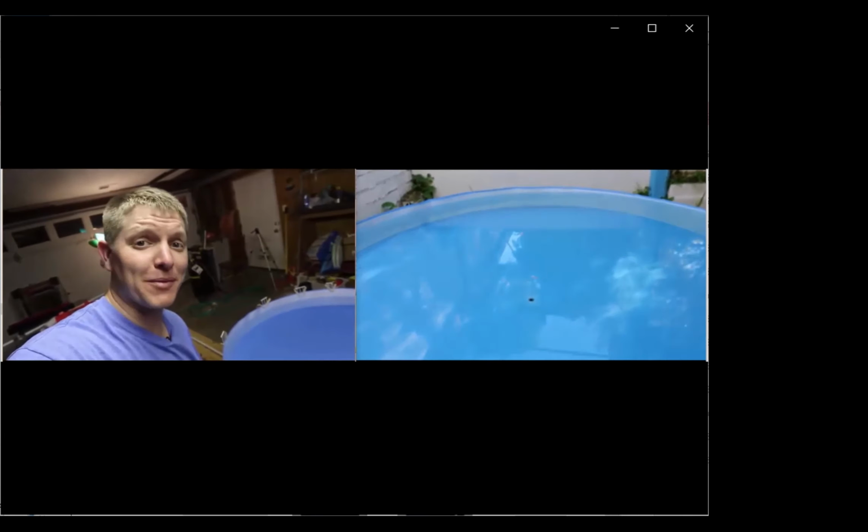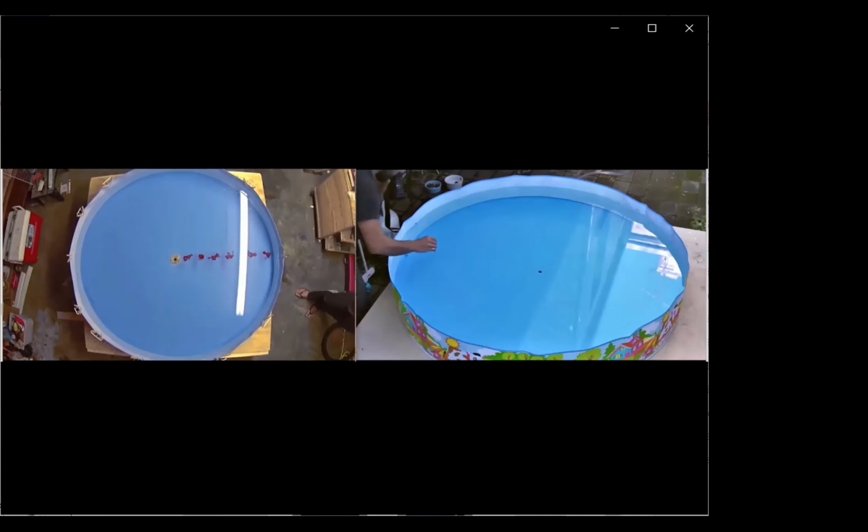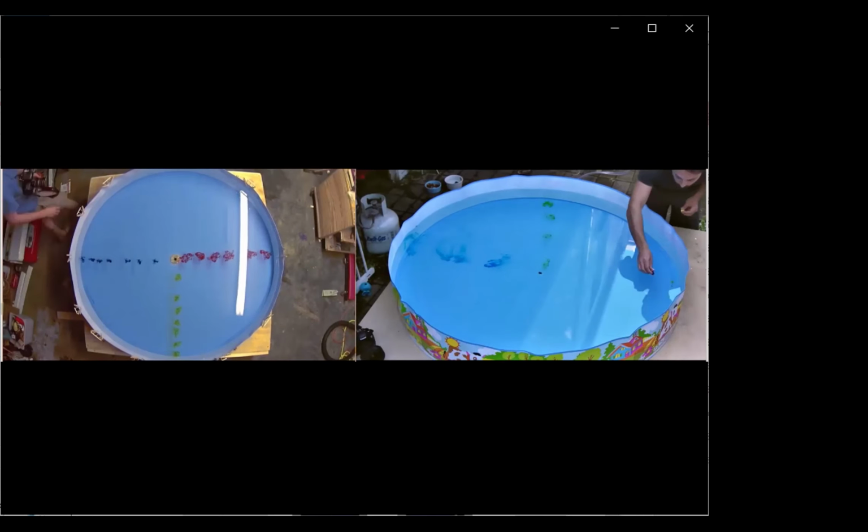Okay, water's been flowing for a couple of minutes, and I haven't seen anything yet, so we're going to put some dye in it. To help us see where the water's flowing, I'm going to put some food coloring in on the 4 cardinal directions around the pool.